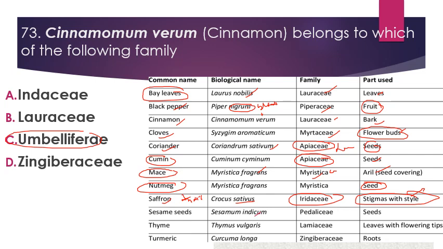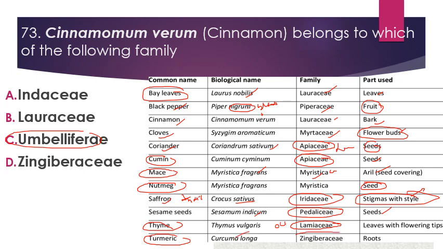Next is sesame seeds. इसका scientific name है Sesamum indicum. It belongs to family Pedaliaceae. And part used are seeds. Next is thyme. Its scientific name is Thymus vulgaris. Family is Lamiaceae. That is the family of Ocimum sanctum. तुलसी की जो फैमिली है उसी को ये बिलोंग करता है. इसमें हम यूज़ करते हैं लीव्स और फ्लावरिंग टिप्स को.